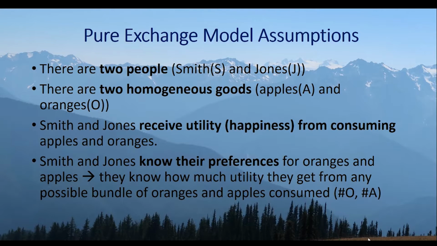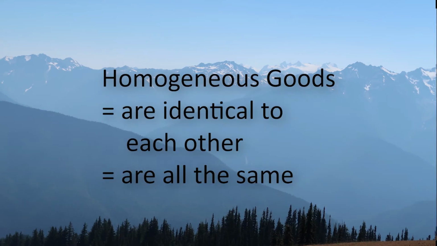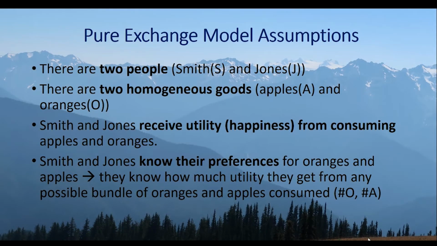Now the goods are homogeneous. Let me explain what that means. Homogeneous or homogeneous, you can pronounce it either way. Homogeneous goods are identical to each other. They're all the same. Now, I'm not saying the apples are identical to oranges. What I'm saying is that all of the apples are identical to each other. And by that, I mean they have the same shape, size, color, taste. They weigh the same. Everything about each apple is identical to every other apple.